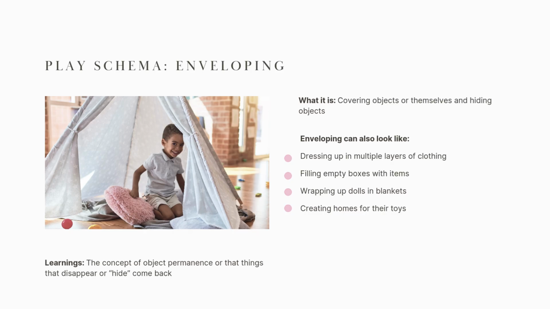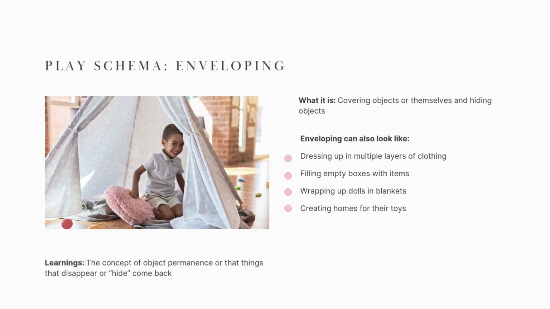The first play schema that we're going to discuss is enveloping. And what enveloping is, is covering objects or when children cover themselves and they hide objects. It can also look like dressing up in multiple layers of clothing, when children like to wear multiple accessories, multiple hats at the same time. This is all a form of enveloping. Filling empty boxes with items is also a form of enveloping, wrapping up dolls in blankets, or creating homes for their toys.